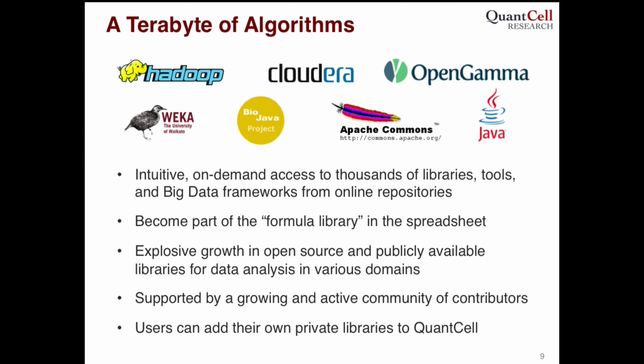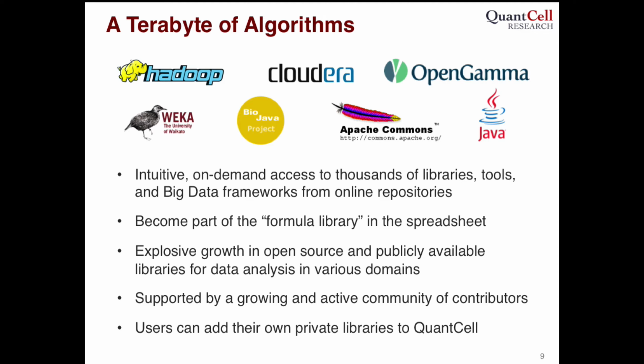I've mentioned algorithms a few times. Access to algorithms is a critical part of any analytics platform. QuantCell delivers intuitive, on-demand access to thousands of libraries and tools and big data frameworks from online repositories and code bases. We're literally talking about a terabyte of various algorithms here. In fact, any Java API can be initiated inside the spreadsheet today and become sort of like the formula library in the spreadsheet, if you will. And it is immediately available to the user.